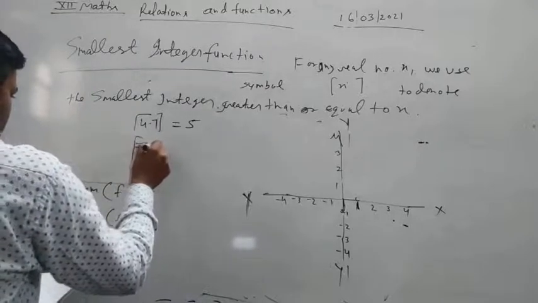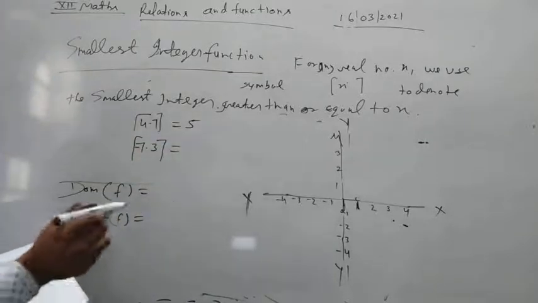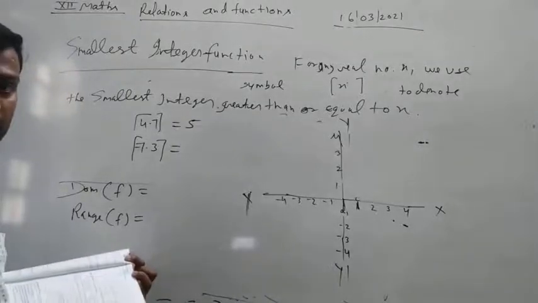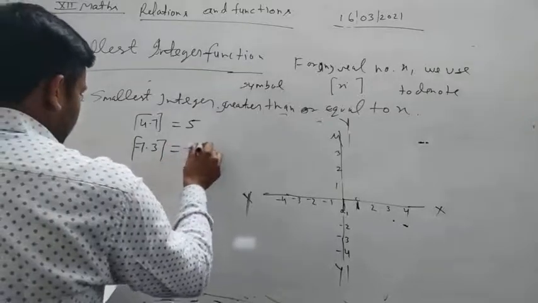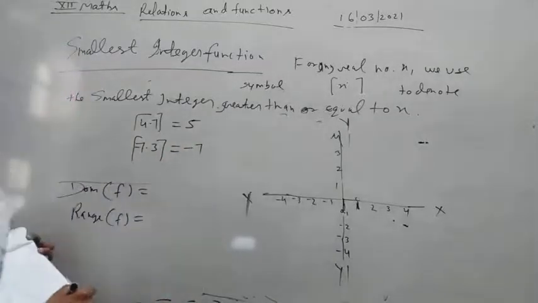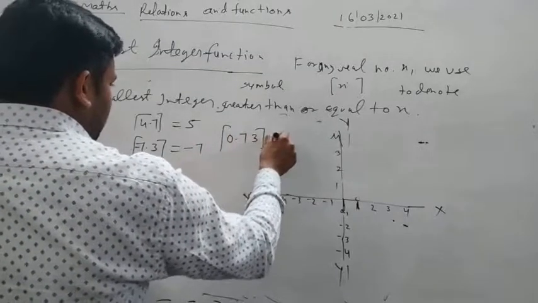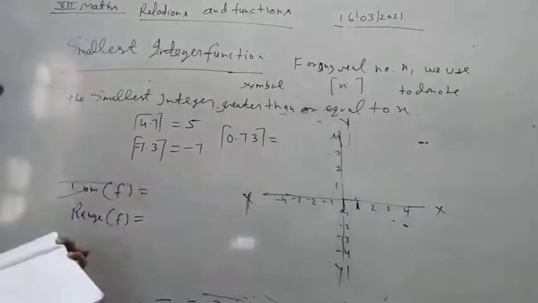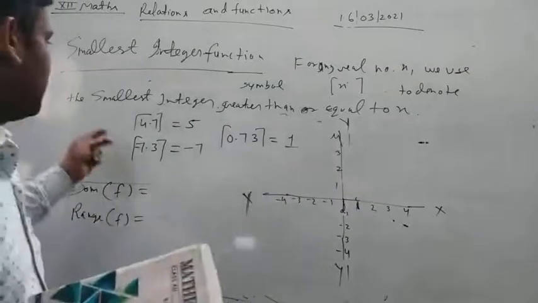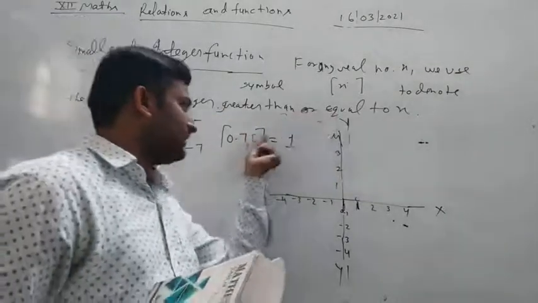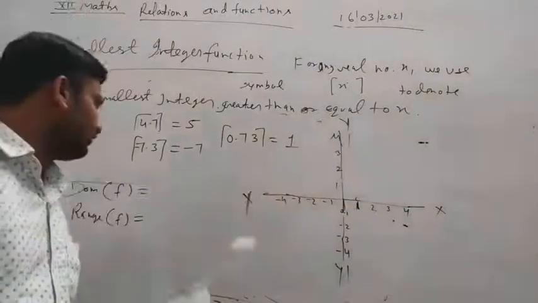Now minus 7.3. So this is equal to what, student? Greater than or equal to this. So the greater integer is minus 7. And 0.73, this will be equal to what, student? This is equal to 1, because the smallest integer greater than or equal to x is the next one after 0, which is 1, so it will be equal to 1.